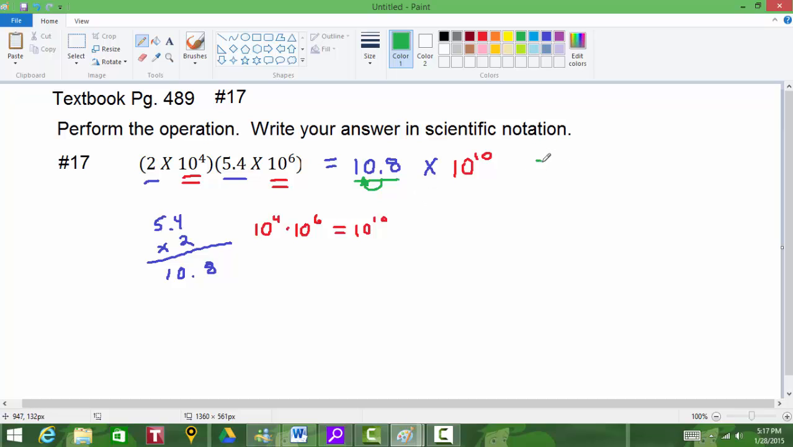Now since I'm moving that back one spot, that's going to actually make our number smaller. So in order for us to compensate for the moving of the spot to make it smaller, I need to increase my power here by a factor of 10. So I'm just going to make that into 11. Let's rewrite this as 1.08 times 10 to the 11th power. And this will be your answer in scientific notation.